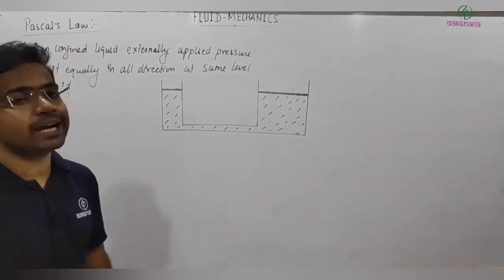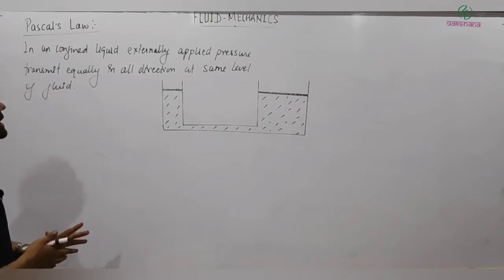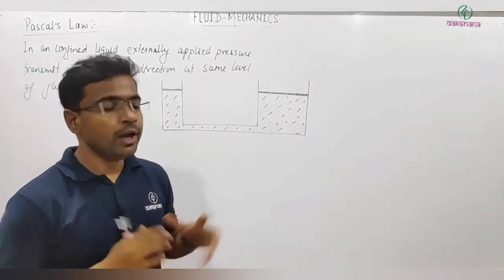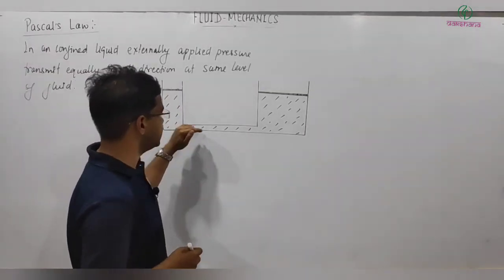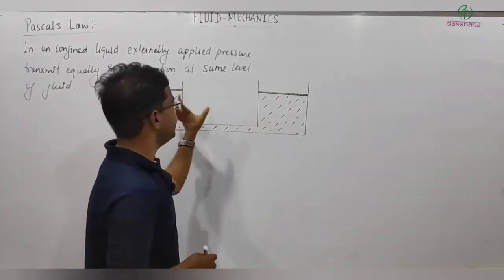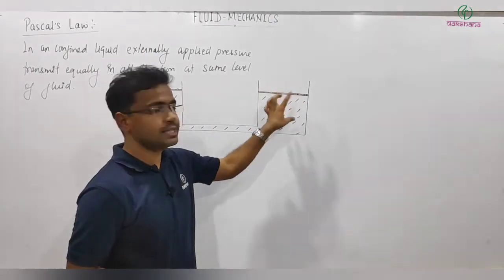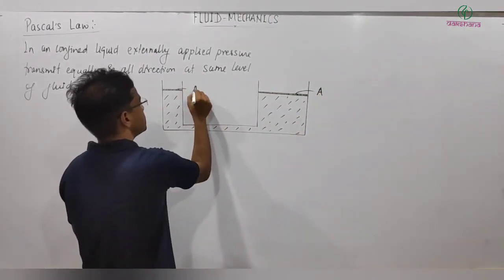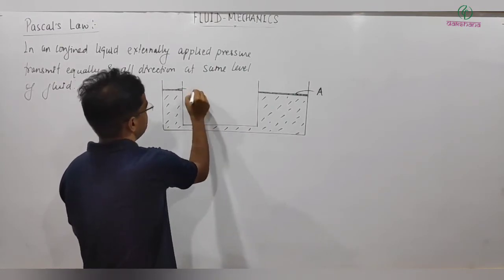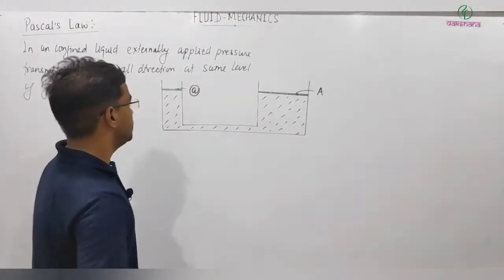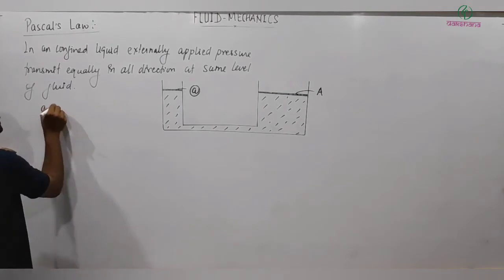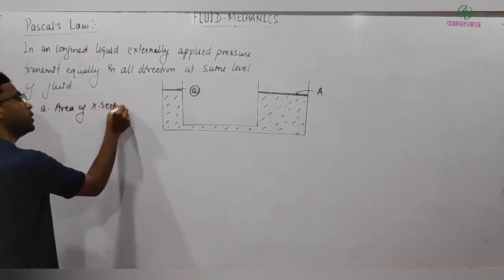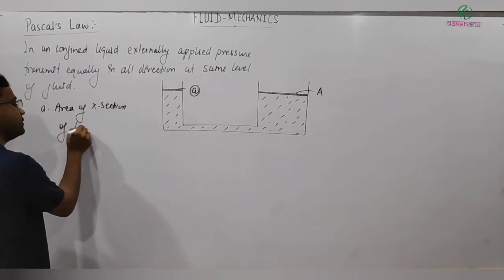So it says, in a confined liquid, externally applied pressure transmits equally in all directions at the same level. What does it mean? Let's consider a system where two arms are there. Here the area of cross section is large, let's say capital A, and here the area of cross section is small a. This is the area of cross section of the left arm.